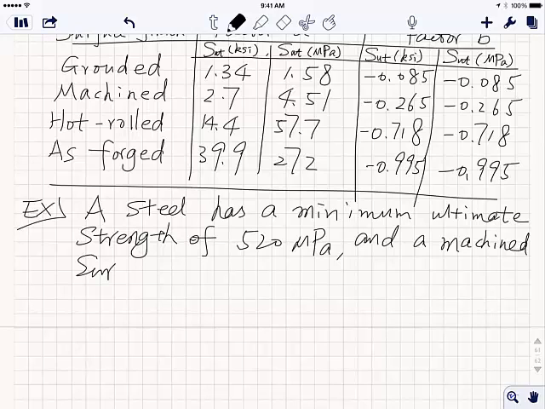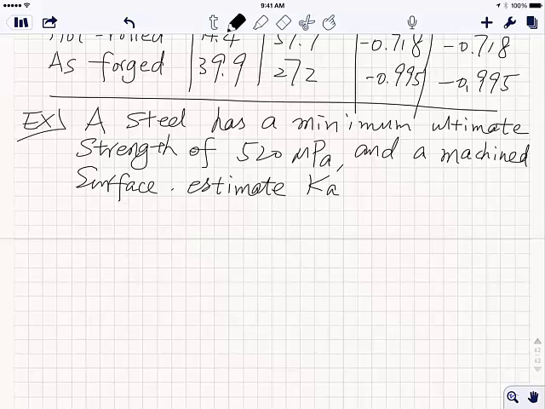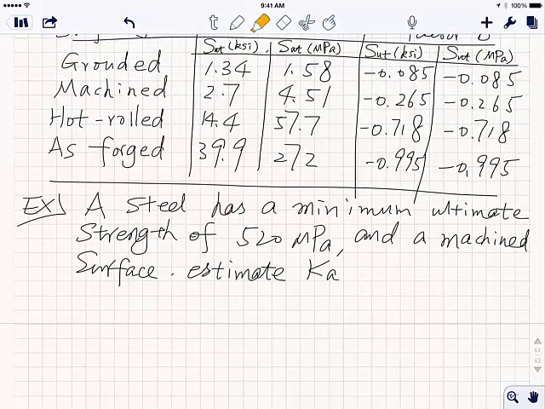All right, so now the key conditions here. First of all, it has a minimum strength of 520. That's Sut 520, right? And it has a machined surface, so probably I need to choose this. Then it's given in metric, so this number is what I need to use, along with this, right? So just pick these two numbers, plug into that equation, and it should give you the Ka, right? So let's take a look at what Ka is equal to in this case.